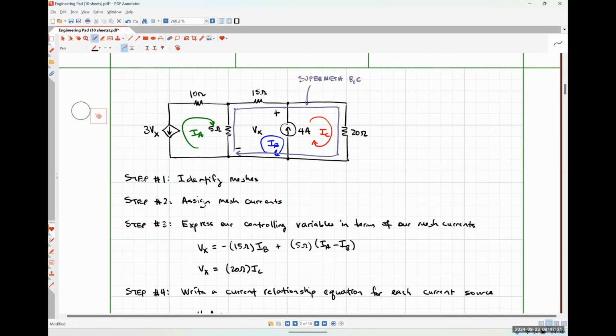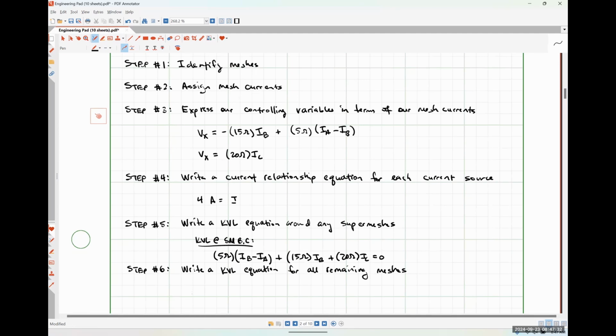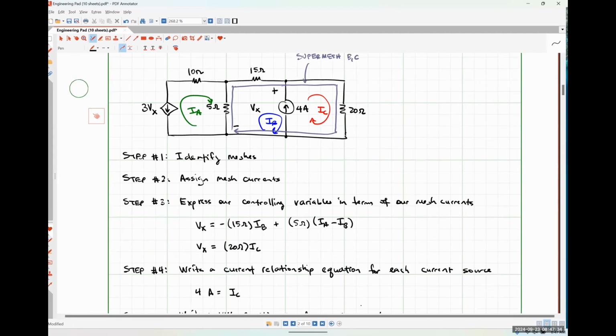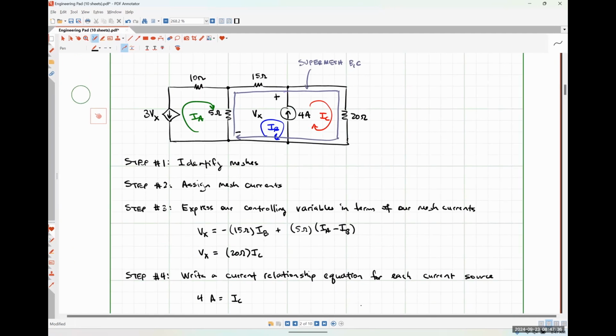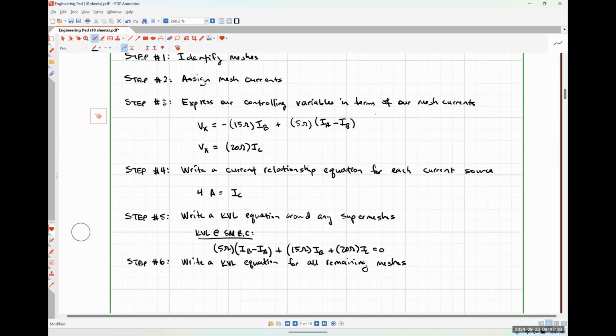So which mesh current is in the same direction as the 4-amp current source as it flows around its clockwise path? IC. So it's going to get a plus sign. And which mesh current is in the opposite direction? IB. So it's going to get a minus sign. So there's our first current relationship equation.